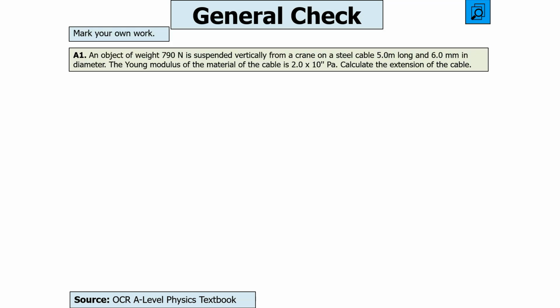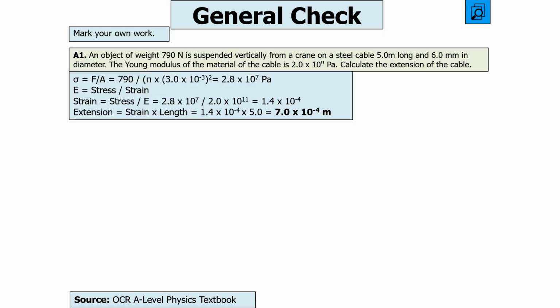Right, so how would you answer this question? Well, we know firstly stress is force over area, so it's 790 over the area, so it's pi r squared. So we take our diameter, we half it, we turn millimeters into meters, and we work out our area. So our stress is 2.8 times 10 to the 7 pascals.